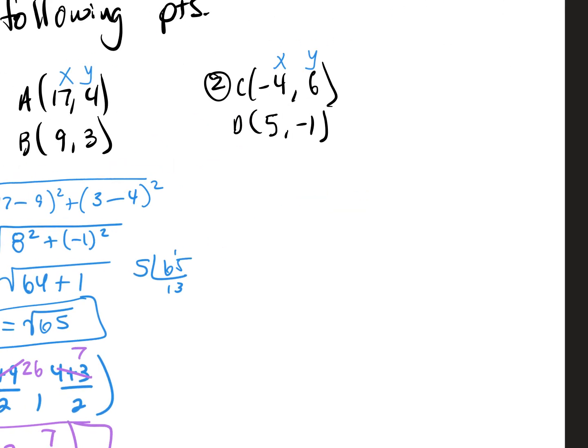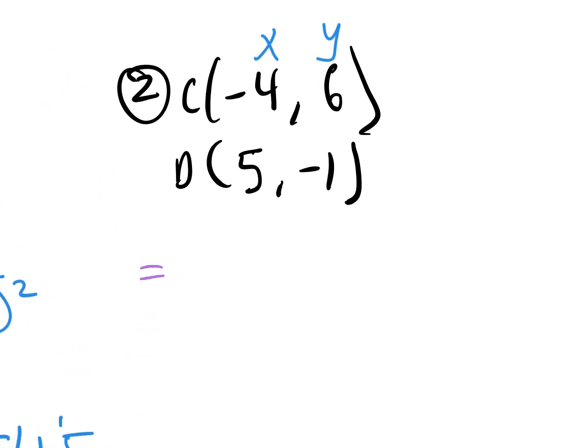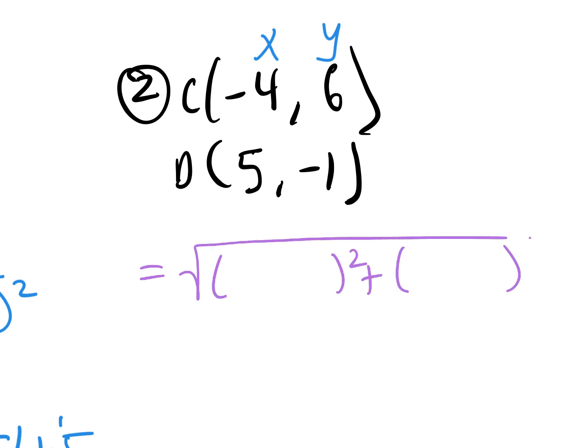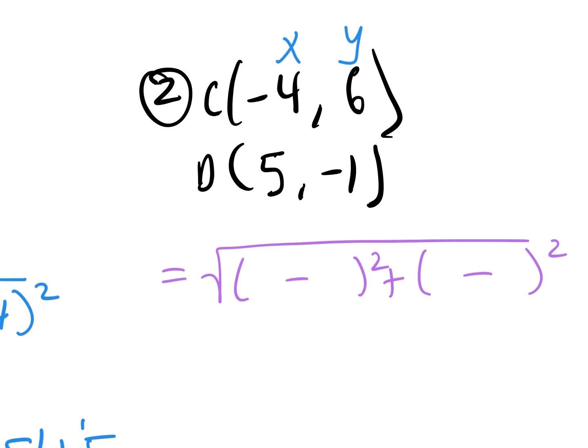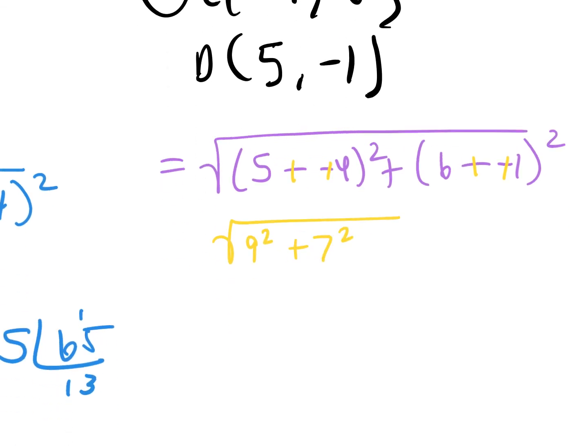Let's do another one. Let's get our distance formula set up. We're going to write our 2 parentheses that are joined by a plus sign and then a minus sign in the middle. So I'm going to say 5 and negative 4 and then 6 and negative 1. When I have 2 negatives, guys, a minus and negative becomes what? Positive. Minus and negative becomes positive. So this is 9 squared plus 7 squared.